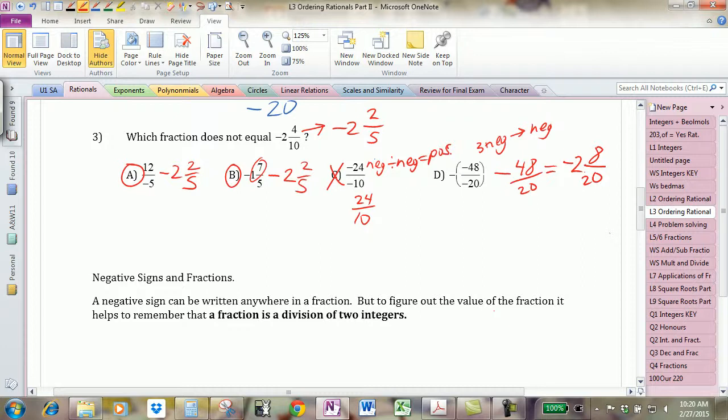Oh, it's not the same. Look, it's negative 2 and 8 over 20. It's not the same. What? Oh, you're right. See, I didn't reduce. Because I have 2 even numbers, I should have seen that, shouldn't I?